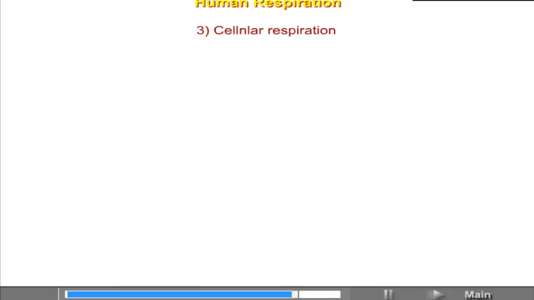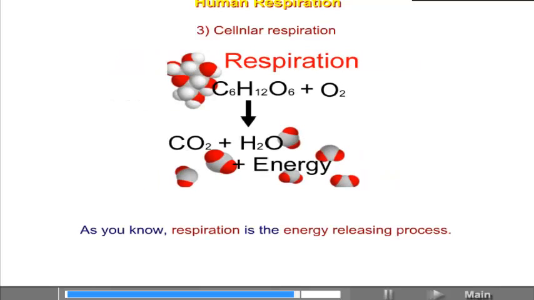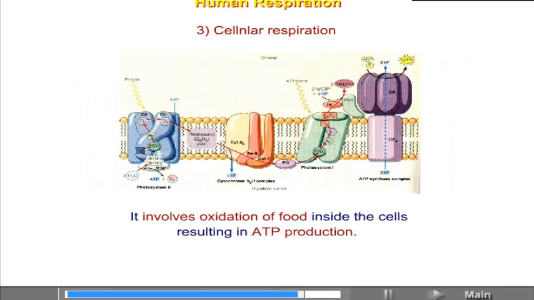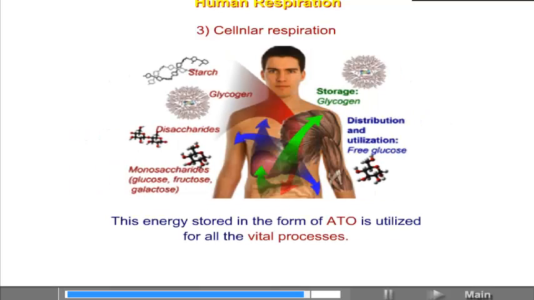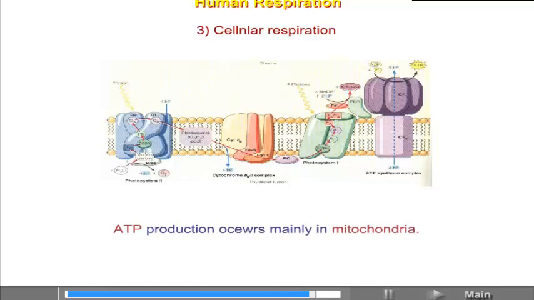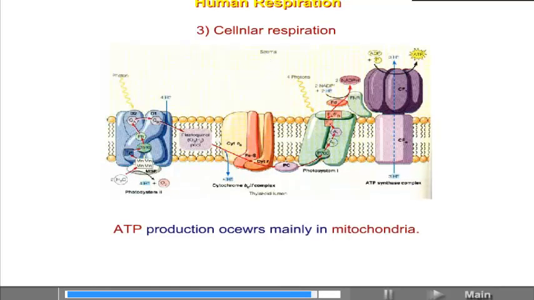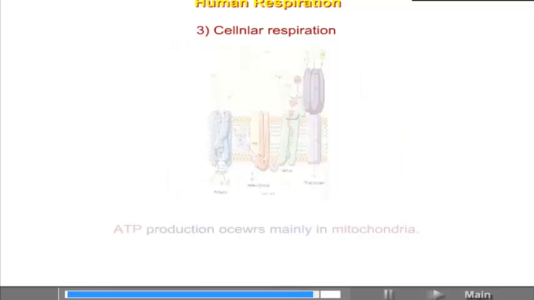Cellular respiration. As you know, respiration is the energy releasing process. It involves oxidation of food inside the cells, resulting in ATP production. This energy stored in the form of ATP is utilized for all the vital processes. ATP production occurs mainly in the mitochondria.